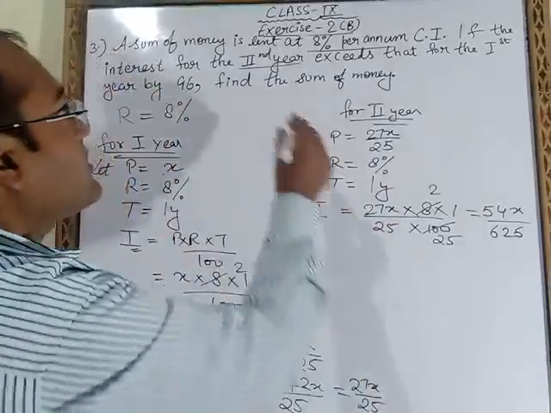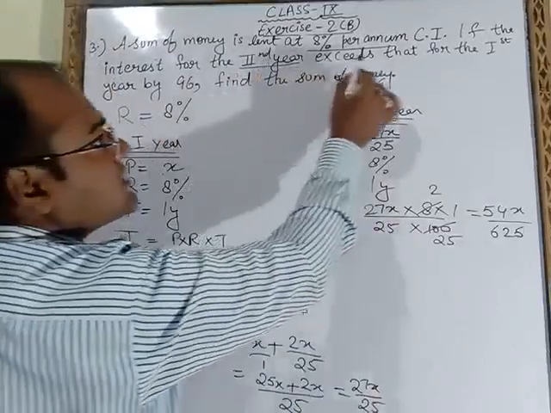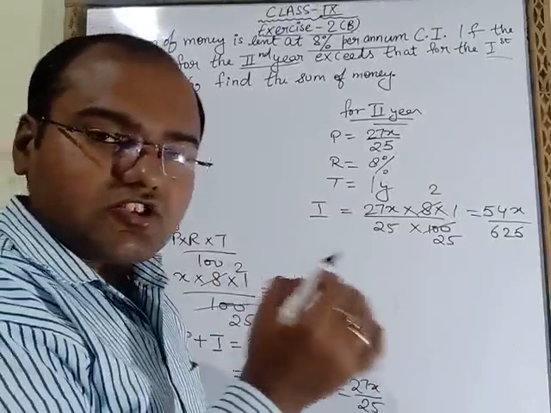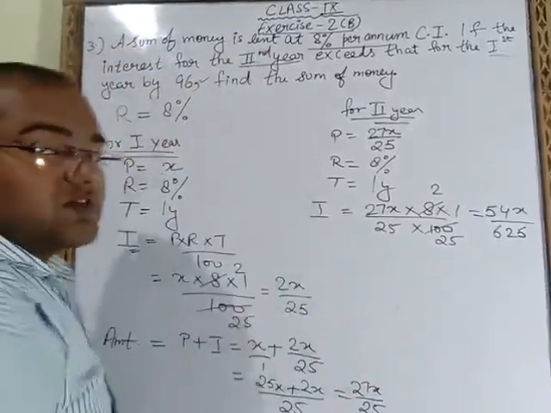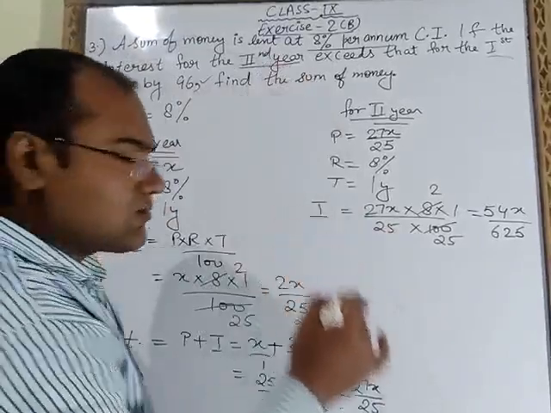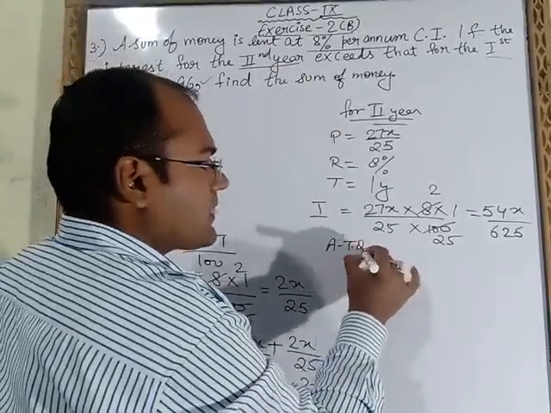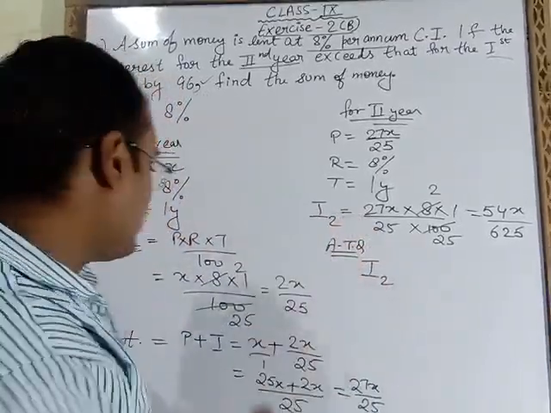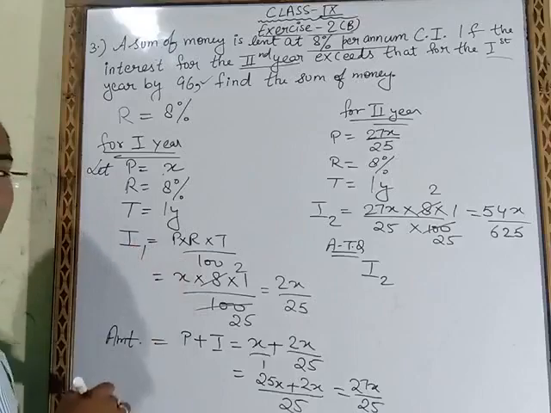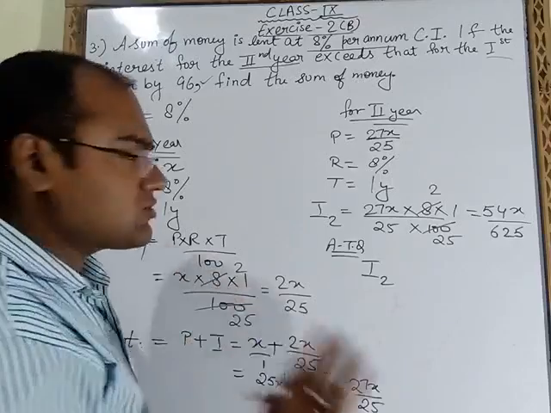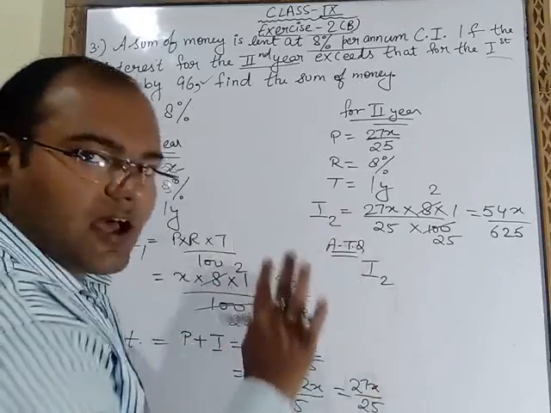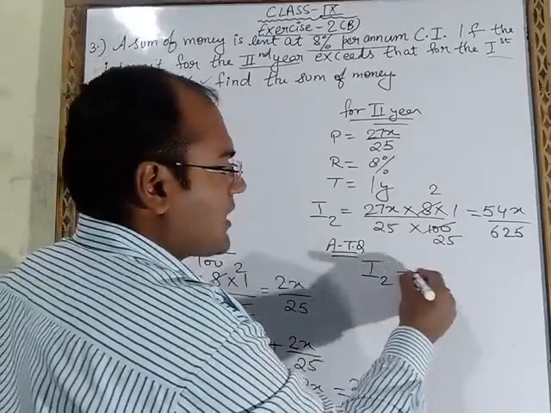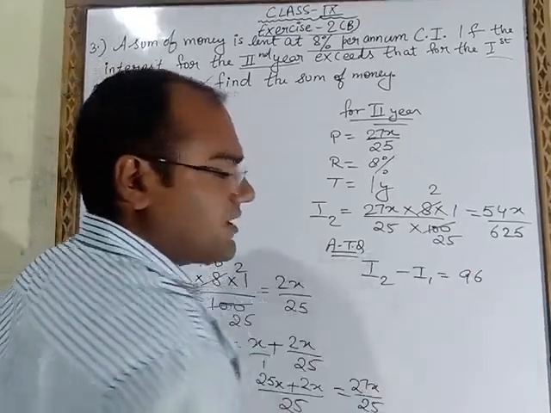But in the question it is given the interest of second year exceeds the interest of first year. That means the difference between the interest of these 2 years is 96. Which one is more? Interest of second year is more. So what you have to do now according to the question? This interest of second year we will name I2, and this one we will name I1, so that confusion will not be there. So the difference between these two interests, I2 minus I1, is given in the question as 96.